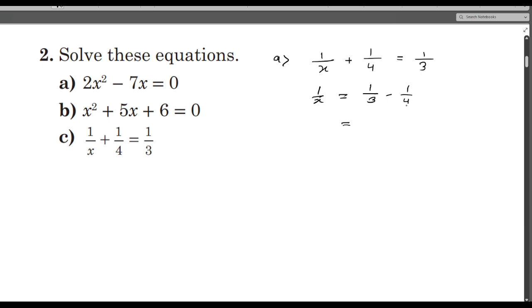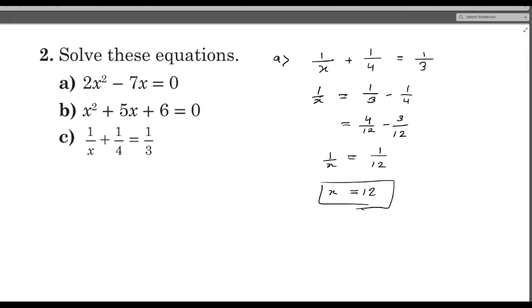LCM of the denominators is 12. So let us make the denominator 12. So here you multiply by 4 in the first term, 4 upon 12 minus 3 divided by 12, and hence the final answer of 1 divided by x is 1 divided by 12. Okay, 1 upon x is 1 upon 12. So simply you can say that x is equal to 12. So this is a question which is not quadratic in nature, so here we do not have to figure out the factors.